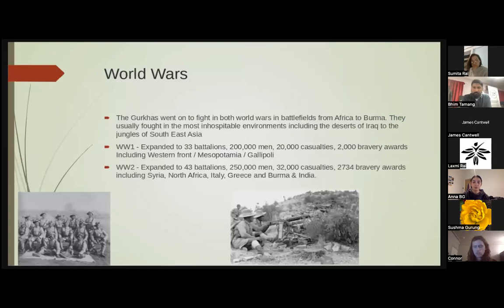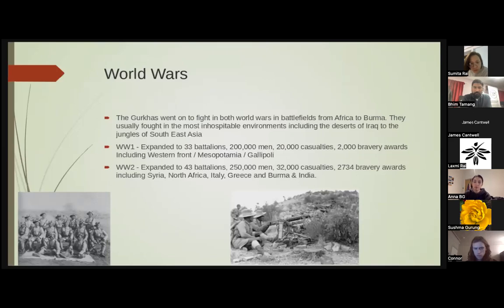Moving into the world wars, the Gurkhas fought in both quite heroically. They fought all over the world, from Africa to Burma, from the fields of Europe all the way to the jungles of Borneo. So you can see how large the Gurkhas were in the two world wars, and you can see how many casualties they also suffered.